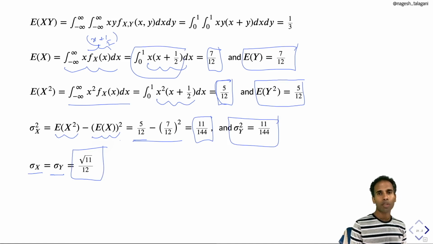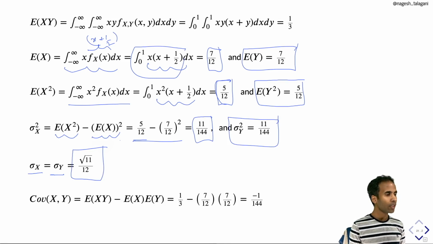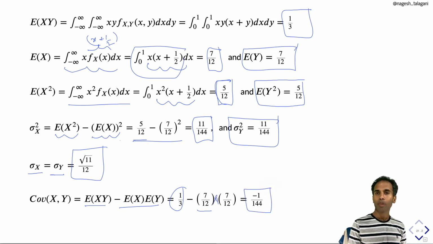Now we are in a position to find covariance of xy. So covariance of xy is going to be expectation of xy minus expectation of x times expectation of y. Expectation of xy we got 1 by 3. So 1 by 3 minus expectation of x times expectation of y, which is 7 by 12 times 7 by 12. So this whole thing gets simplified to minus 1 by 144. The covariance of xy we got is minus 1 by 144.